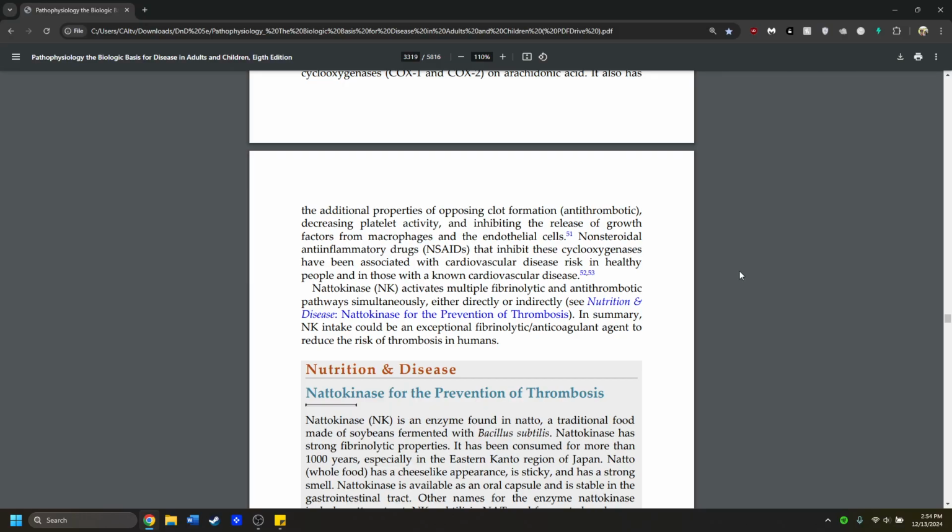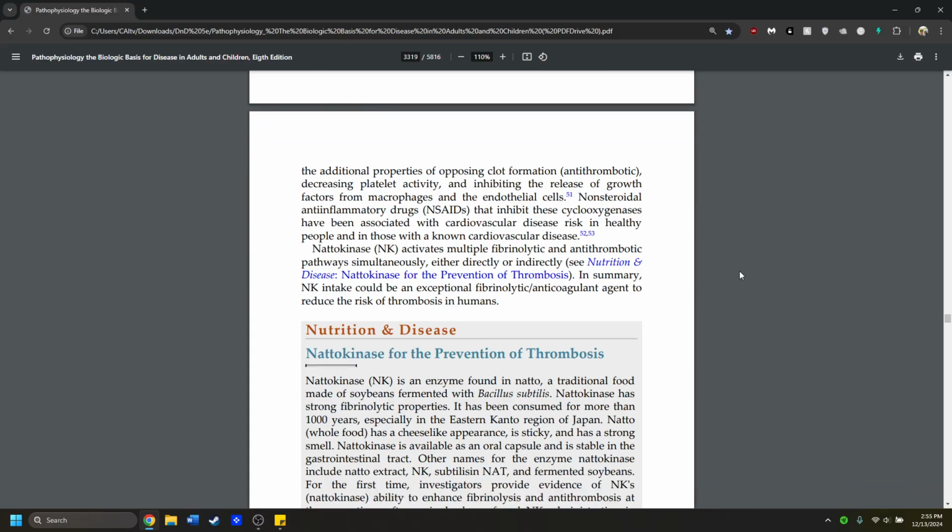Nattokinase, or NK, activates multiple fibrinolytic and antithrombotic pathways simultaneously, either directly or indirectly. So, in summary, nattokinase intake could be an exceptional fibrinolytic anticoagulant agent to reduce the risk of thrombosis in humans.